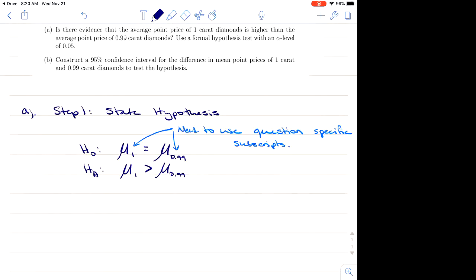Do we have a one-sided or a two-sided test? We have a one-sided test because we only care about the one extreme. We have a greater than. If we had a less than in there, it'd be one-sided still. It's when we have a not equal to in the alternative that we have a two-sided test.